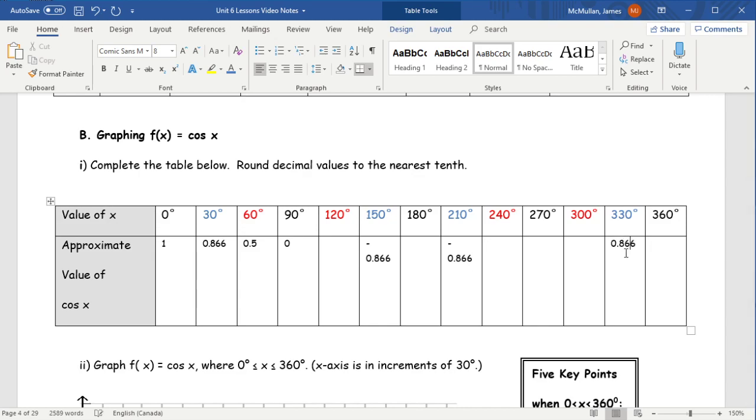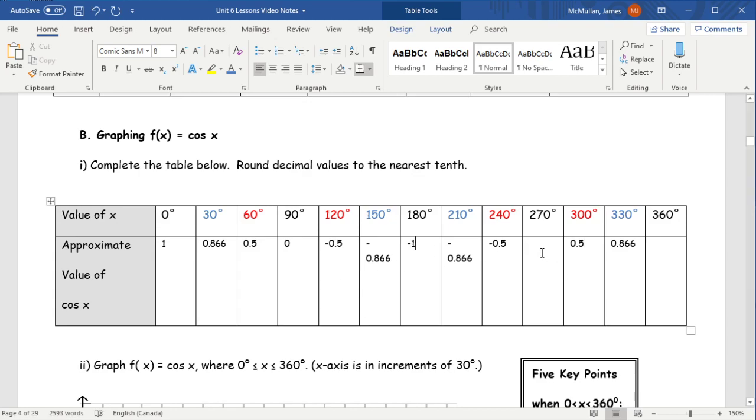330 is in a quadrant where cos is positive, so I put the positive there. Okay, now for the red ones, 0.5, I know cos is negative in quadrant 2, negative in quadrant 3, but positive in quadrant 4. This just leaves me with filling out the rest of it.